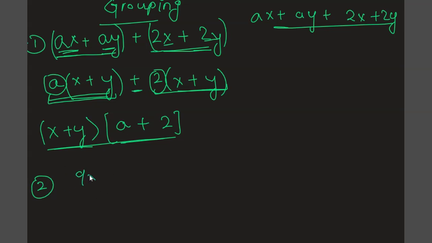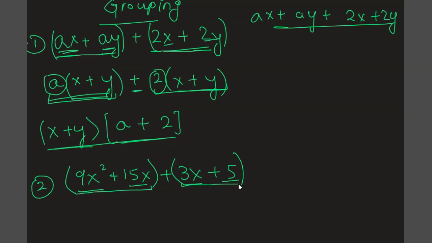If we have 9x squared plus 15x plus 3x plus 5. Again, we have 4 terms. We have to group the first 2 terms in one bracket, last 2 terms in another bracket. And now we take out a common factor from the first bracket and then we take out the common factor from the second bracket. What's the common number? 9 and 15. They both come in the table of 3 and that's the greatest common factor for both. So I take out 3 common.